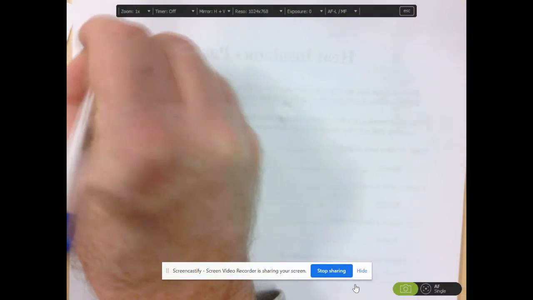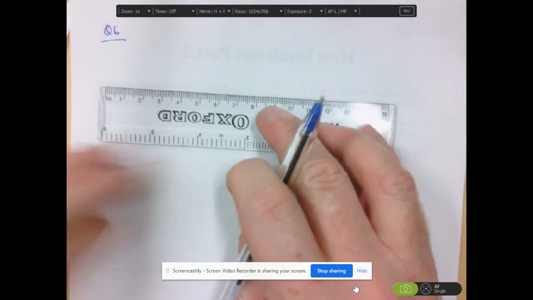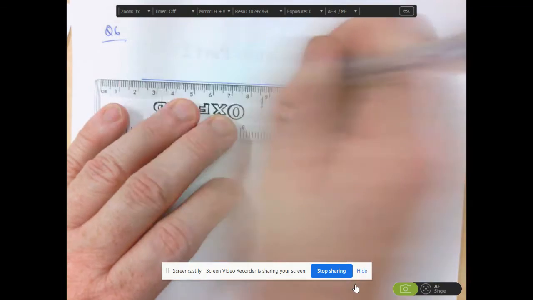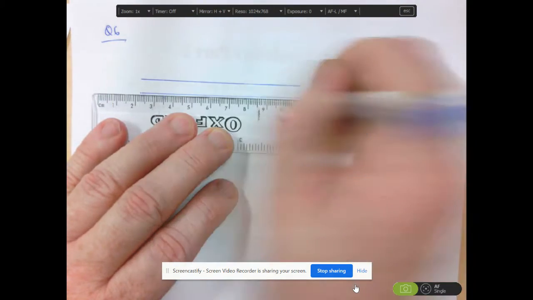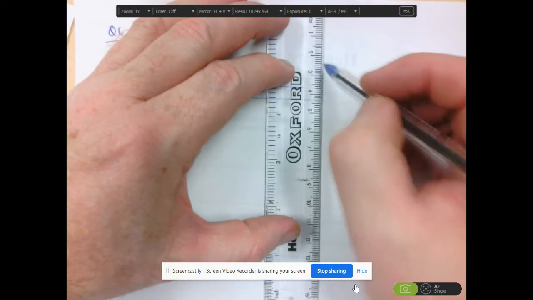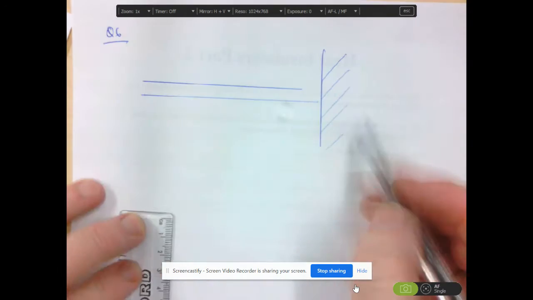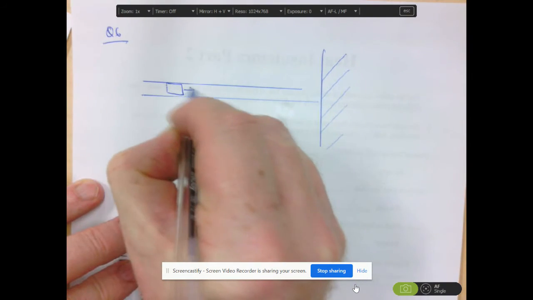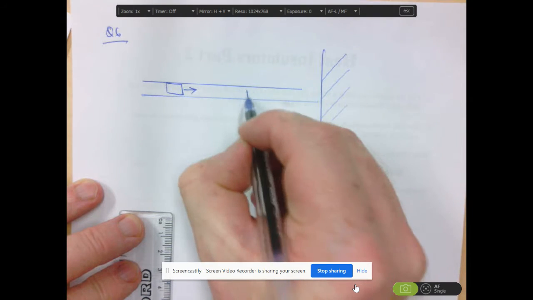So question 6 is the question about the Formula One cars, and they're racing towards the finish line. So let's put them on a track. Here's the finish line over here. So there's our two cars moving there, and we'll put the other car here.